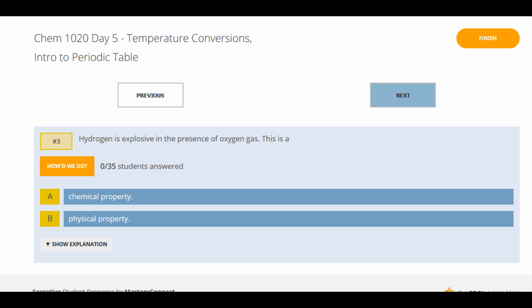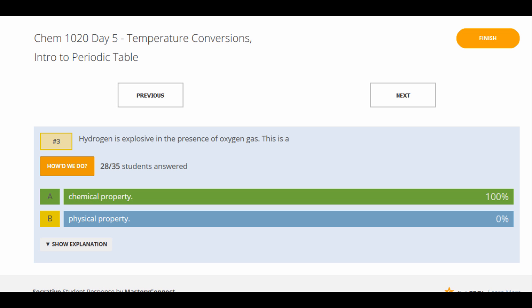And then we can say hydrogen is explosive in the presence of oxygen gas. That was one that we did on day 1 in here, and we saw the exploding balloon. And we'll count down here. 5, 4, 3, 2, 1. And this here would be an example of a chemical property.